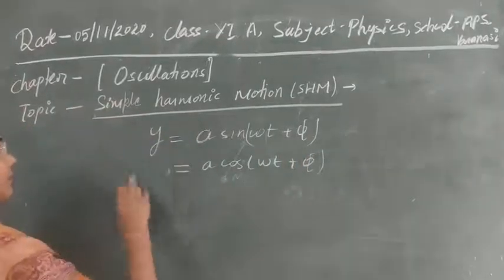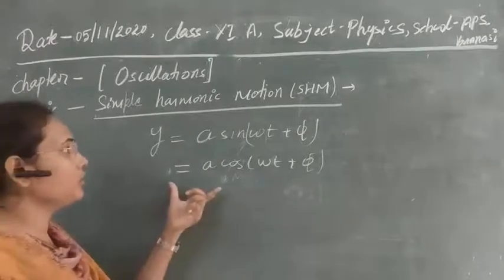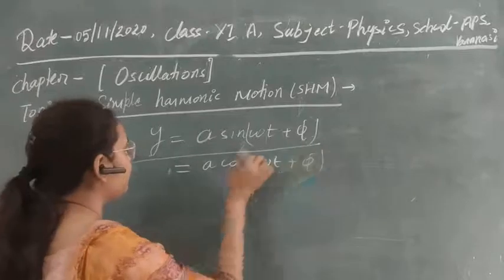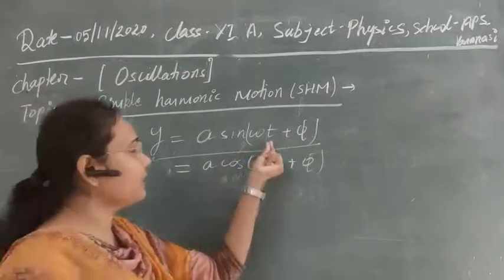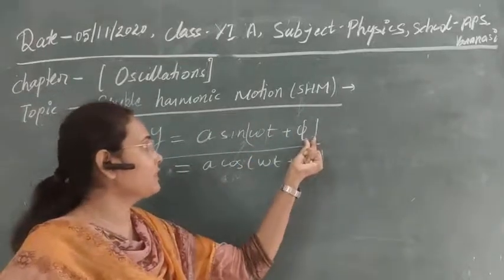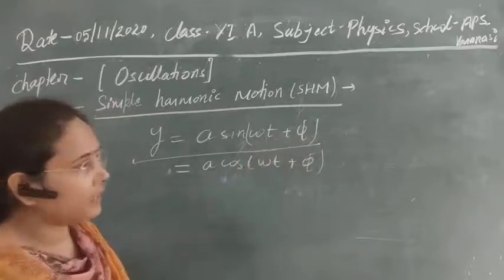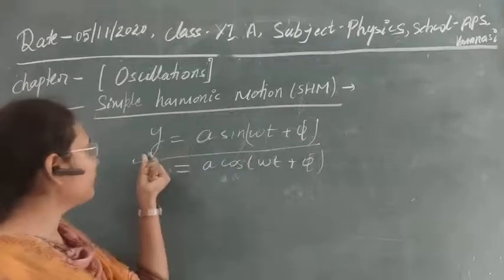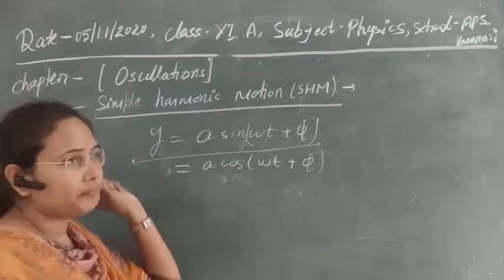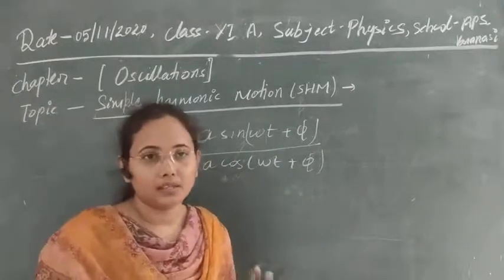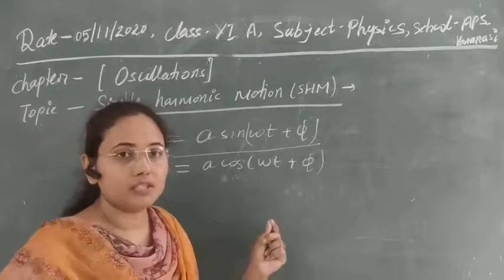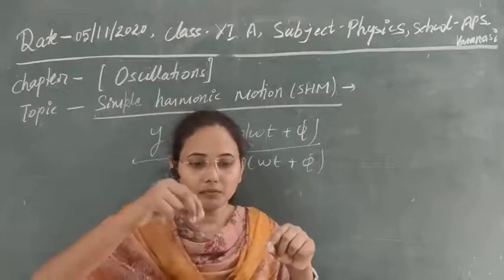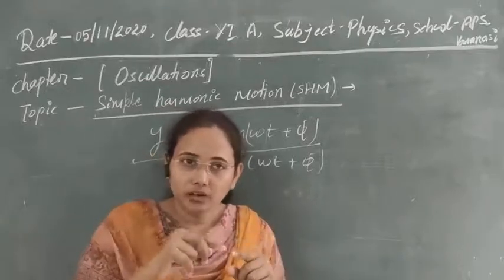So this is the simple harmonic motion equation, and it represents the displacement of simple harmonic motion. It means that at any instant t, if the wave has phase phi, angular frequency omega and amplitude a, then at any instant t the particle will have a displacement y in the direction of the displacement force.